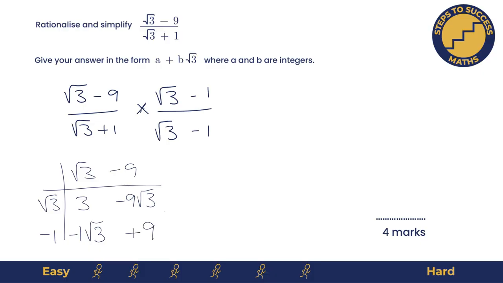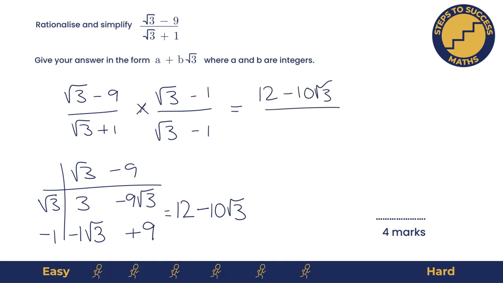Let's tidy it up. So the number part, 3 plus 9 is 12. Negative 9 root 3 take away 1 root 3 is negative 10 root 3. So that's the top part of our fraction. And then we need to do the bottom part. So you can use a grid if you need to.